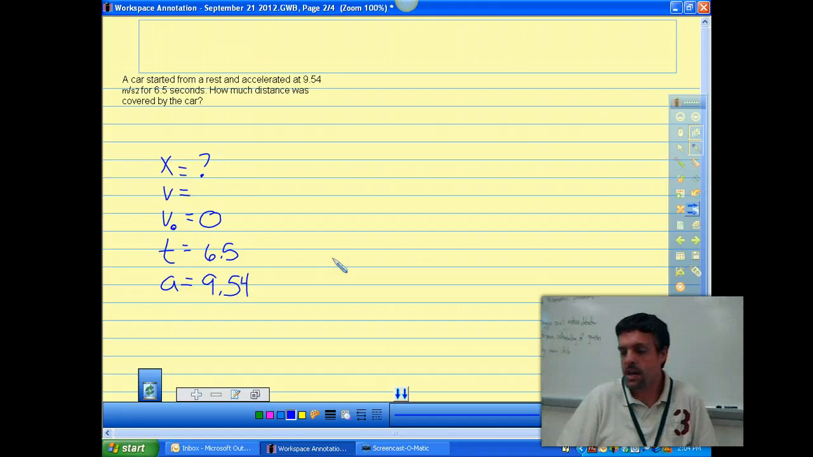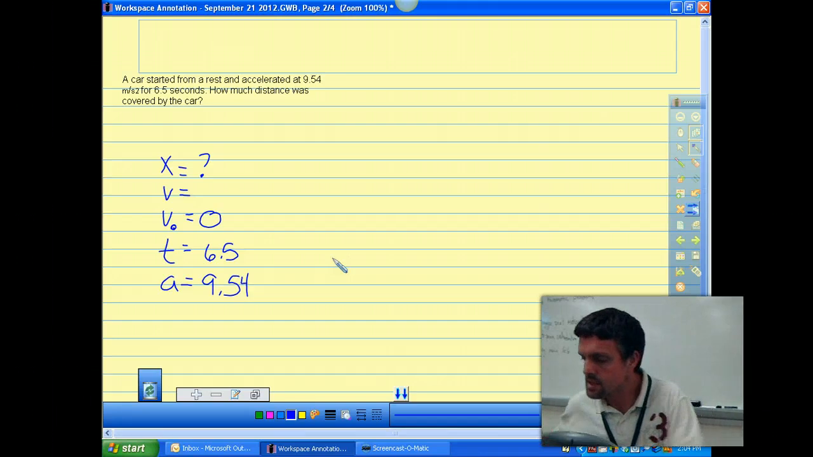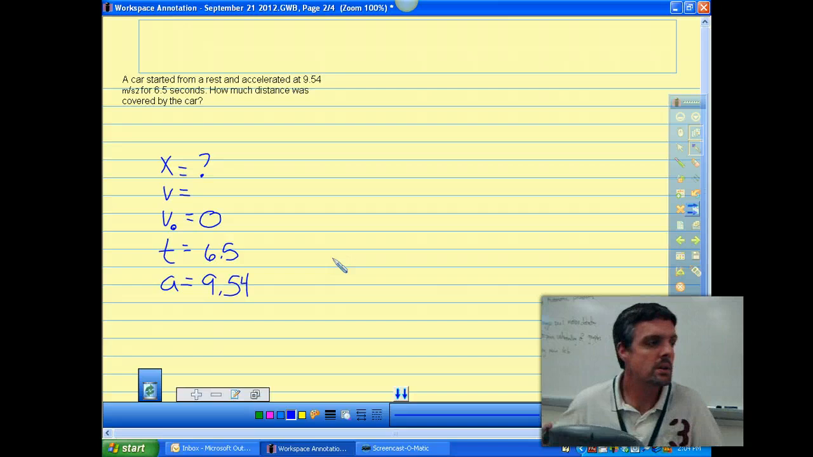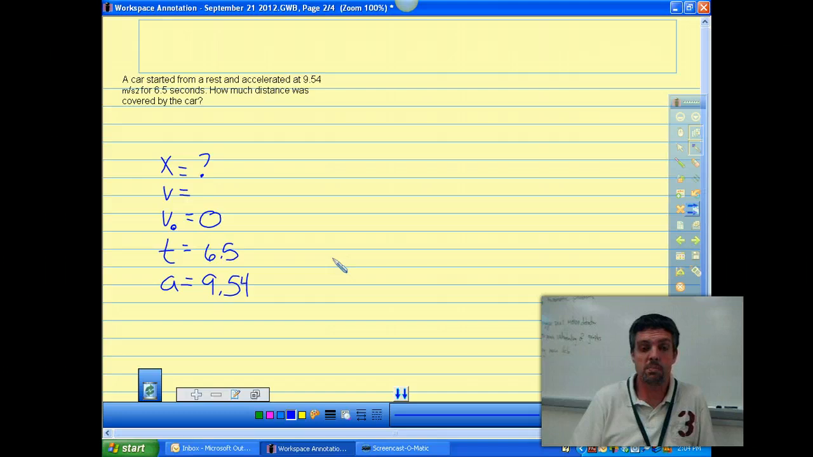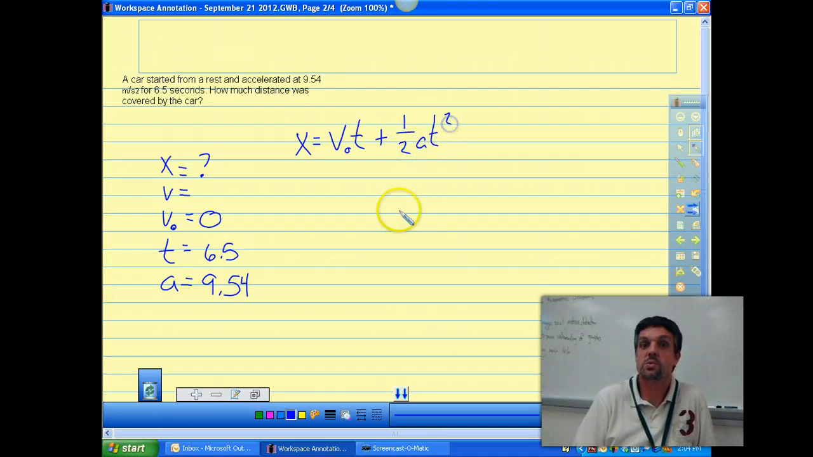Looking at our equations, if you had to look at the equations, I thought I had them around here somewhere. I must have moved them. Anyways, looking at what the possible equations are, we would pick one that needs an x in it, okay? But we don't have any final velocity, so we can't pick one that's got an x and a final velocity. What we need to do is go with this guy. x equals v naught times t plus 1/2 a t squared.